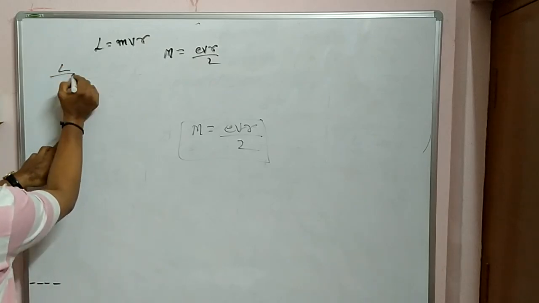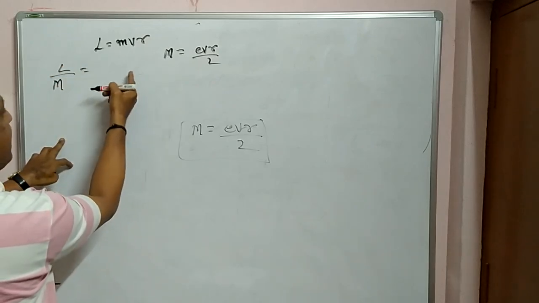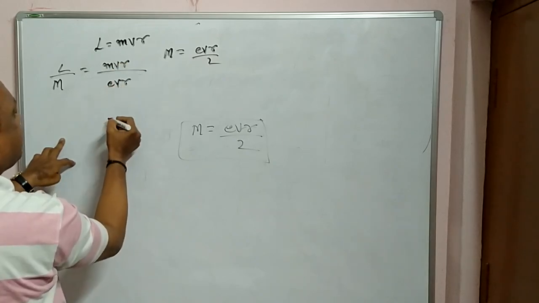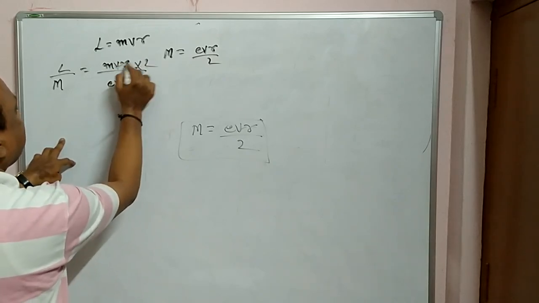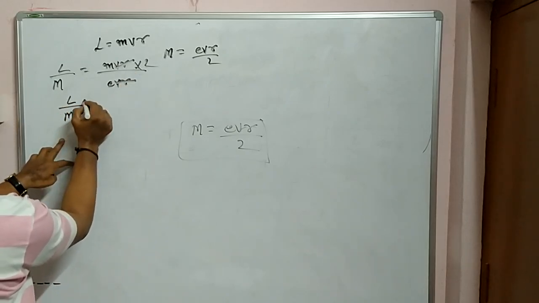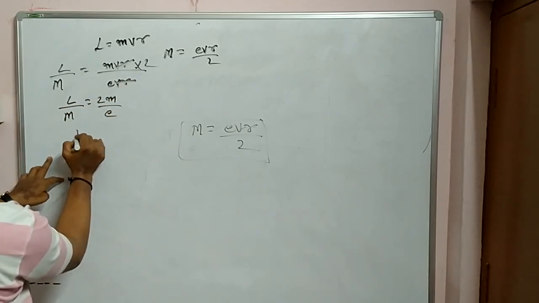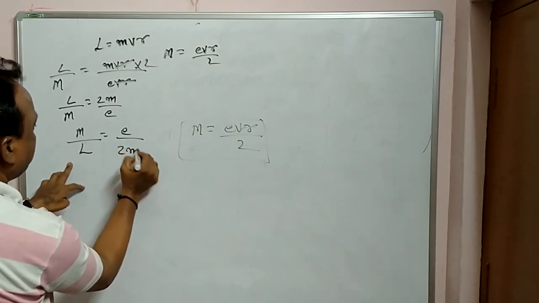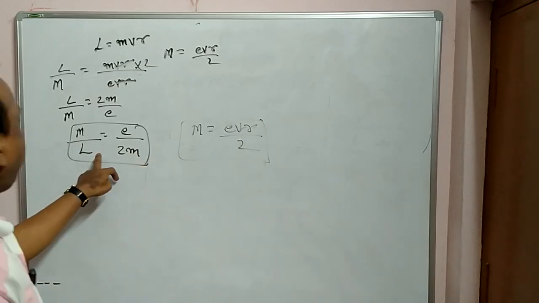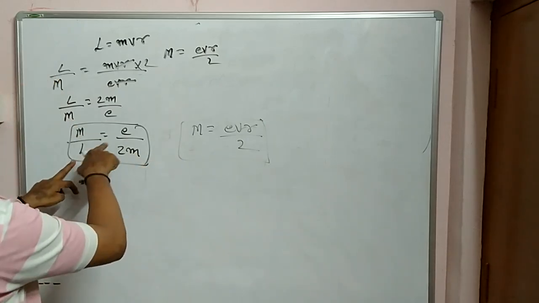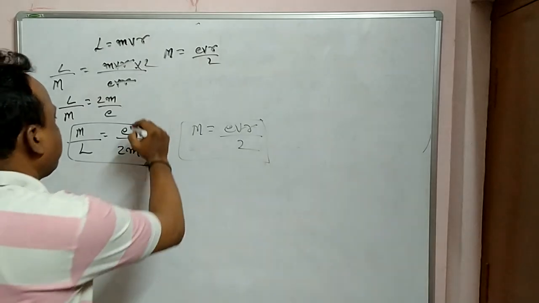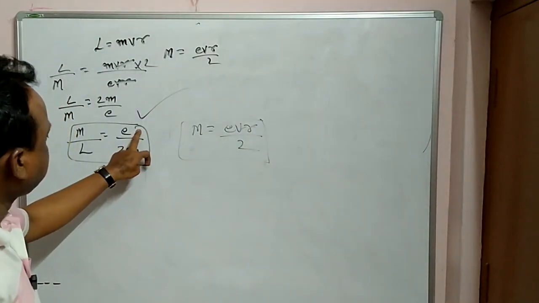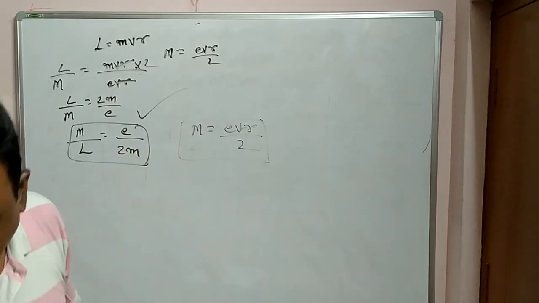When you divide this L by M, angular momentum by dipole moment, what happens then? MVR by EVR by 2, the 2 goes up. VR gets cancelled. L by M is equal to 2m by e, or M by L is equal to e by 2m. Dipole moment by angular momentum is reversed. So this is the expression: the ratio of dipole moment to angular momentum is e, the charge of the electron, by 2 into m, the mass of the electron.